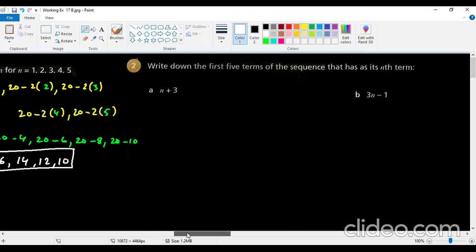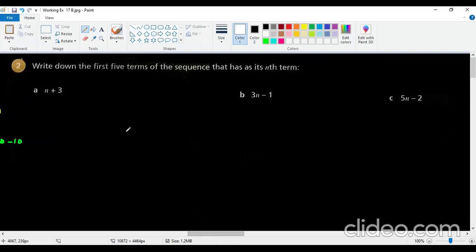Now comes: write down the first 5 terms of the sequence that has its nth term given. The nth term is already given here. So 1 plus 3, 2 plus 3, they need to have 5 terms. 2 plus 3, 3 plus 3, 4 plus 3, and 5 plus 3. So as a final answer, you will have 4, 5, 6, 7, and 8.